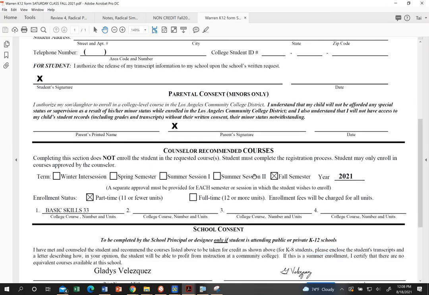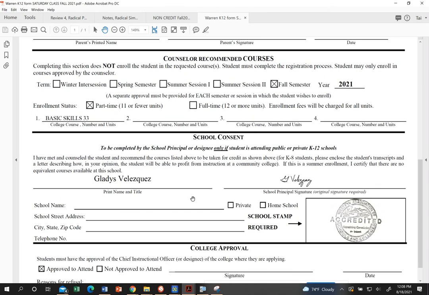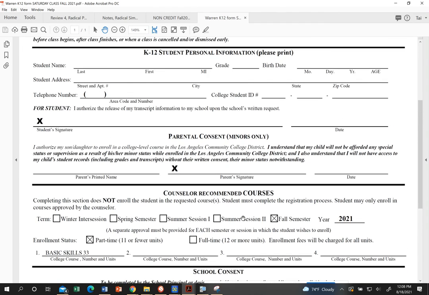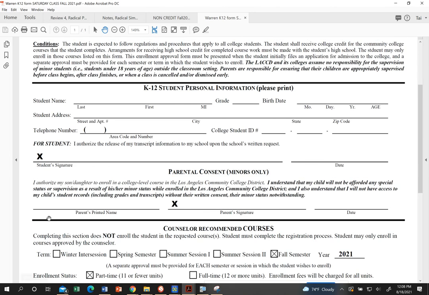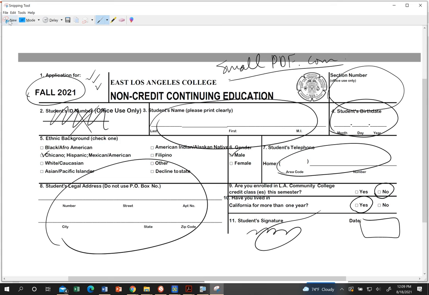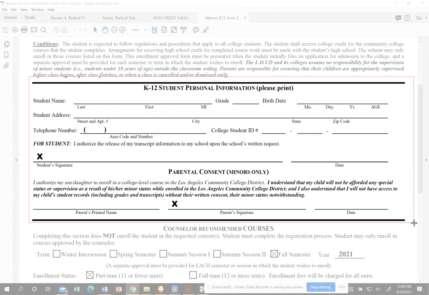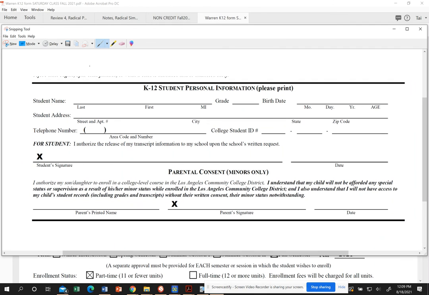All right, you don't have to fill out anything else. Leave everything below right here blank. You just need to fill out the top right here. You just need to fill this part out. You understand that? All right, same thing, signature right here. Yeah, this is the only part you need to fill out.